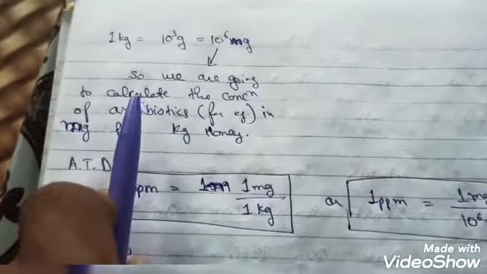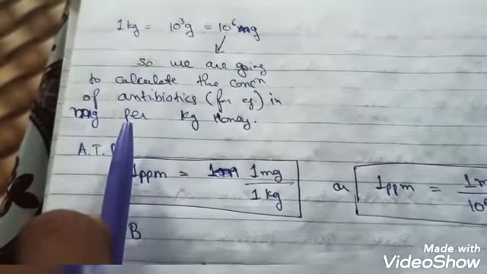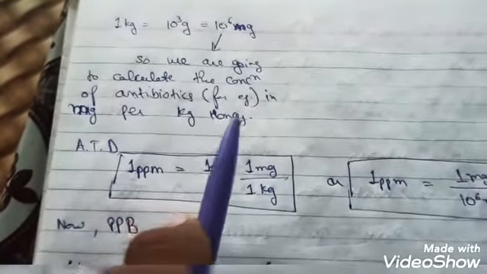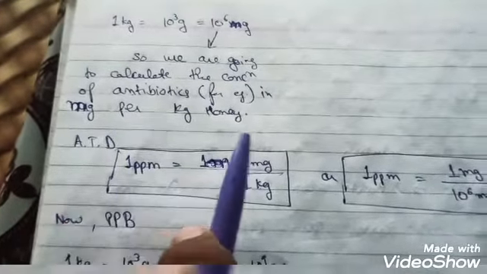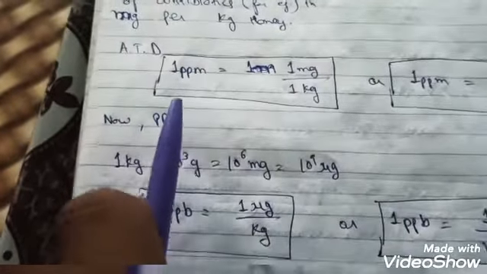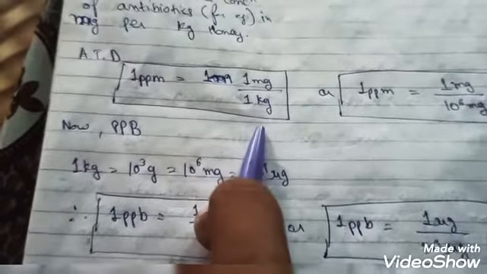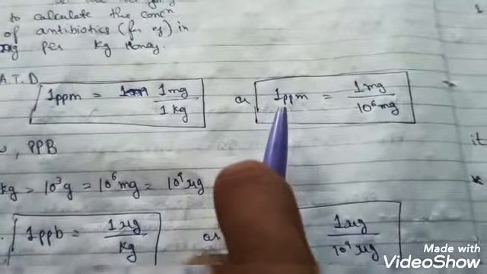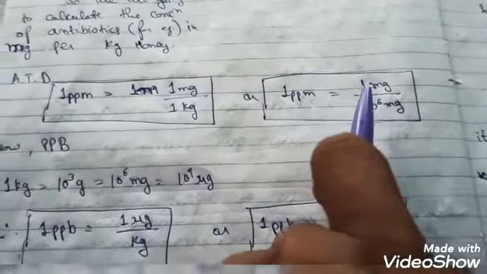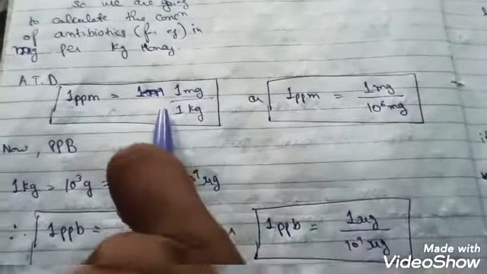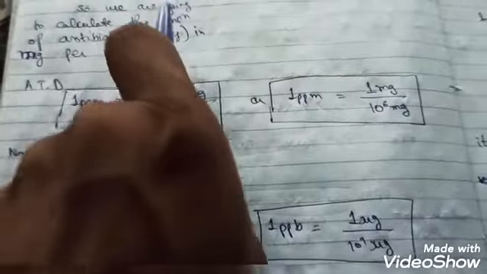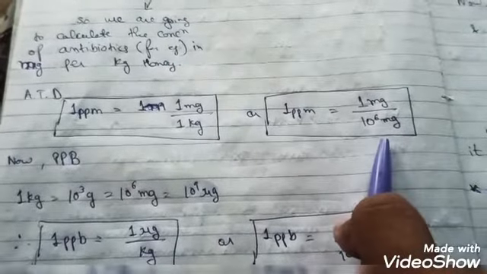So we are going to calculate the concentration of antibiotic, for example, in mg per kg honey. So according to the definition, 1 ppm is equal to 1 mg per kg. Understand? So 1 ppm is equal to 1 mg per, and kg we can write from here as 10 to the power 6 mg.